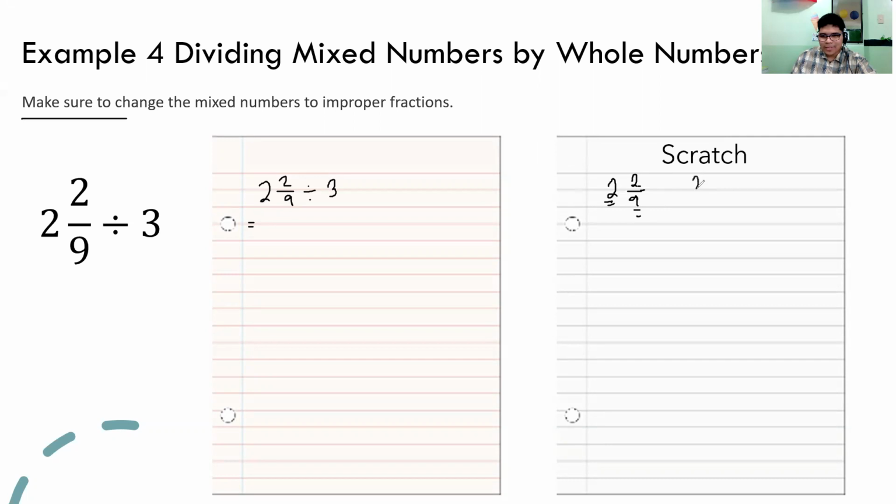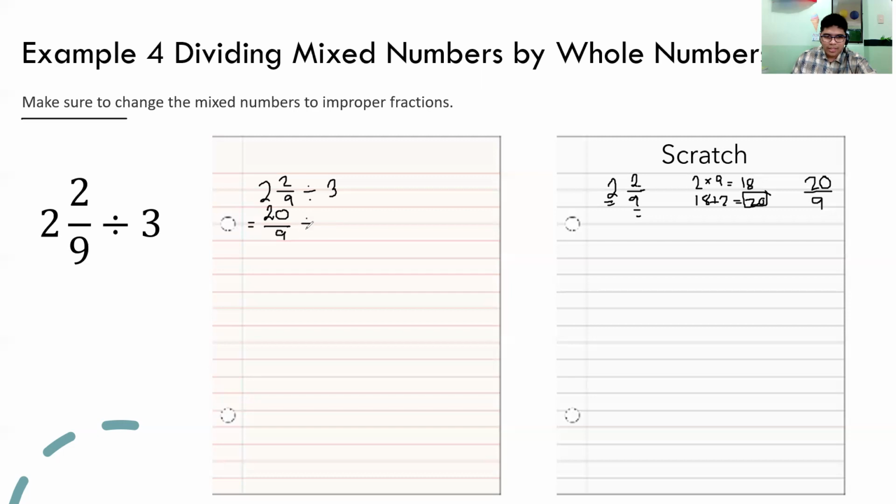So 2 times 9 is 18. And 18 plus 2 is 20. What is this 20? That is the new numerator. You get it? New numerator. So that's 20, and then we will just copy the denominator, which is 9. So this is going to be 20 over 9, which we are going to divide by 3.